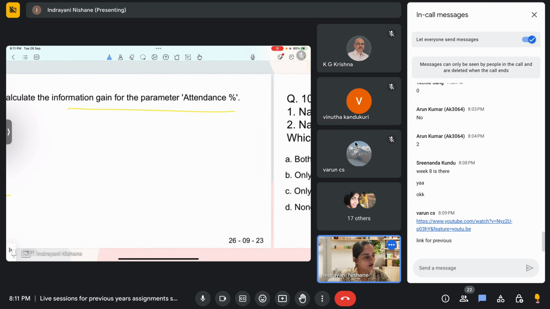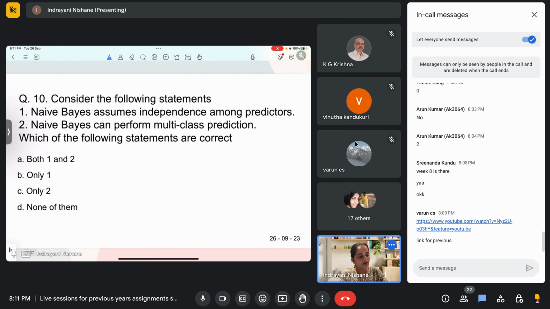Okay. Coming to the last question, consider the following statements. Naive Bayes assumes independence among predictors, and naive Bayes can perform multi-class prediction. Which of the following statements are correct?